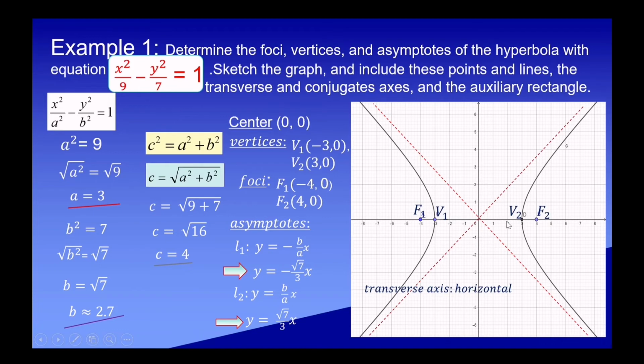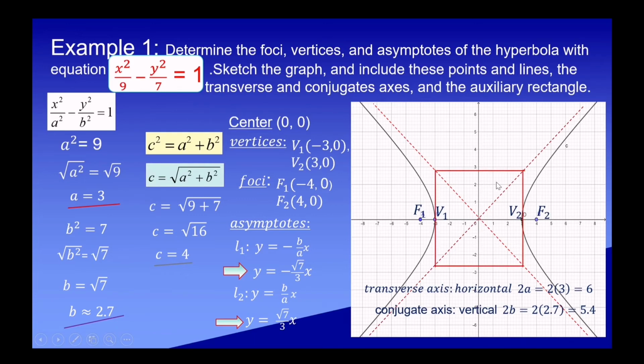So the transverse axis is horizontally directed, and this is equivalent to 2a, where our a is 3, then multiplied by 2 is equal to 6. Our conjugate axis is vertical, and is equivalent to 2b, which is 2 multiplied by 2.7, and that is 5.4. Then this is our auxiliary rectangle.